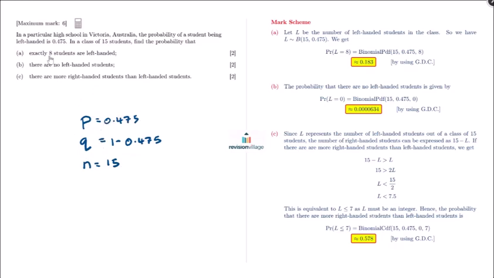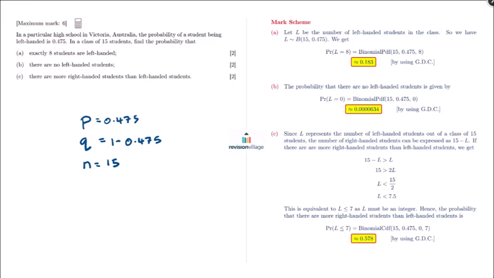But just in a very quick summary, we know that this is a binomial distribution. We have a probability of success, which represents the left-handed students, being 0.475, and the number of trials, n, being 15, that represents the 15 students in the room. So we want to find the probability that there are no left-handed students, so L, which we defined as the number of left-handed students in the class back in Part A, to be equal to 0.